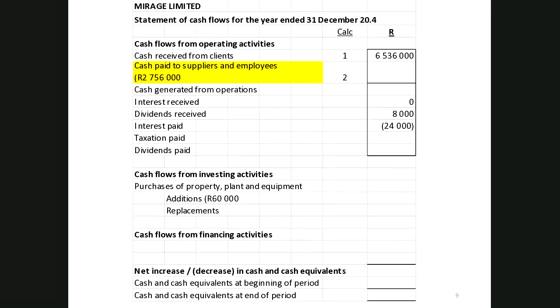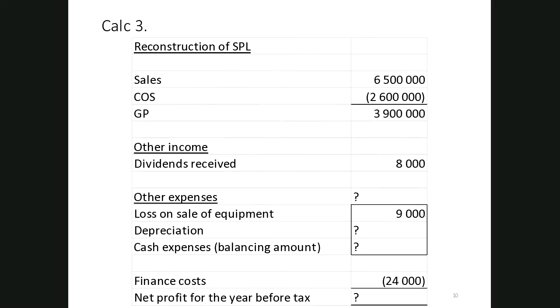So the next thing we can do is on cash paid to suppliers, employees, I'm going to write there the 2,756,000 because that's the amount I paid to suppliers, and I've got to add to that the rest of my operating cash expenses. So now we're going to go and work that out. What I suggest you do, this is different from the way it's done in a lot of the solutions.